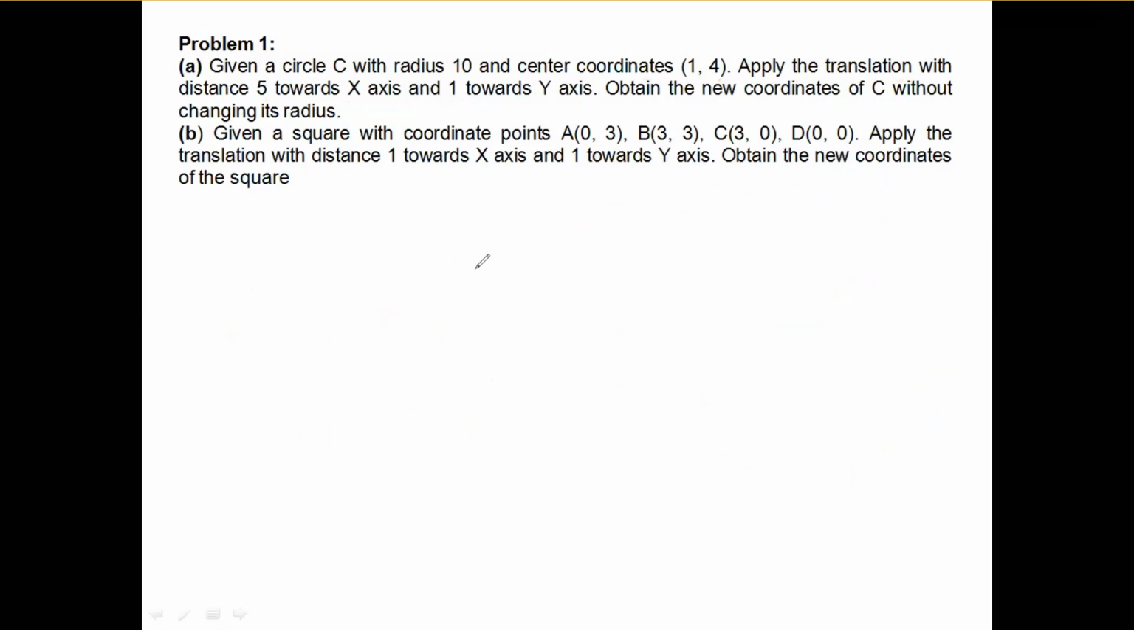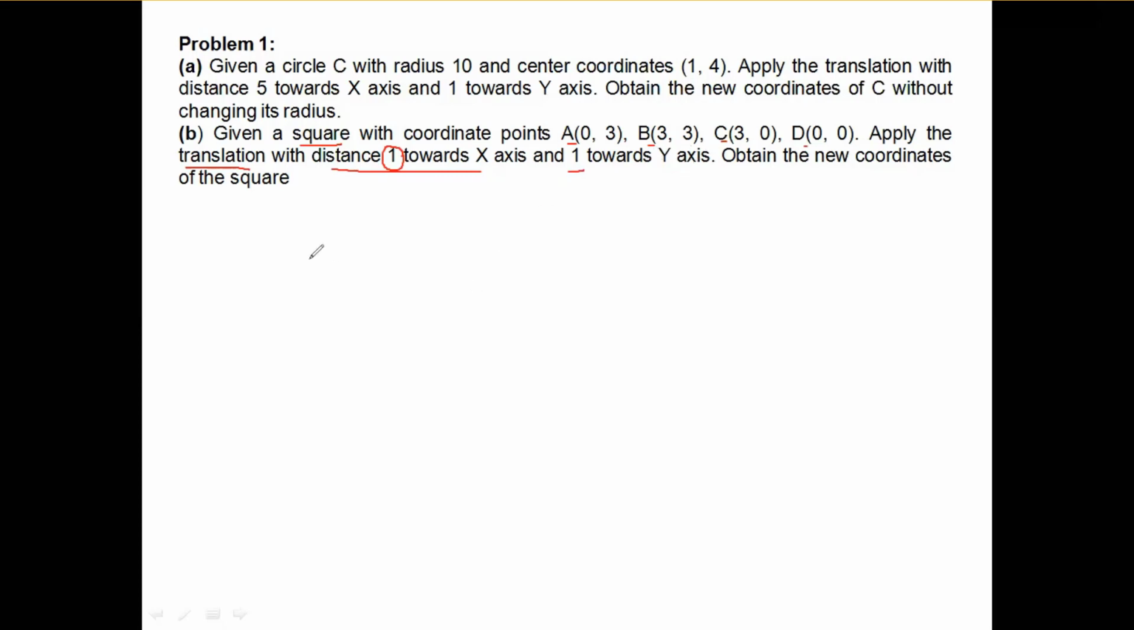In this problem, a different shape is given to you, a square, and the coordinate points are given: A, B, C and D. Now we have to apply the translation matrix, with a distance in x of 1 and in y also we are moving 1 unit. So obtain the new coordinates. It is very simple.